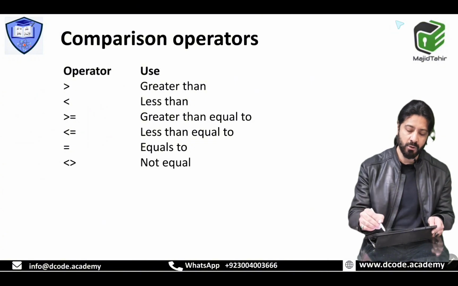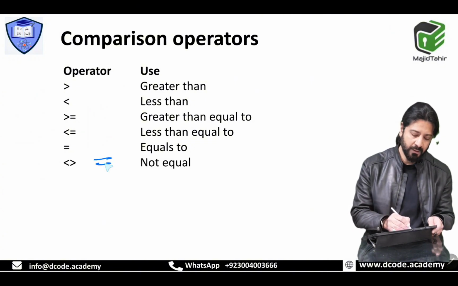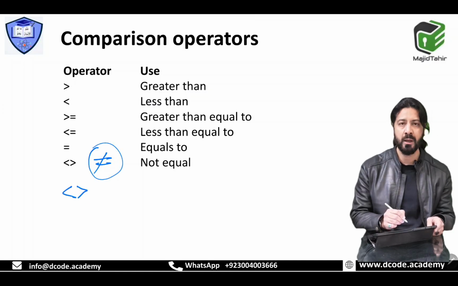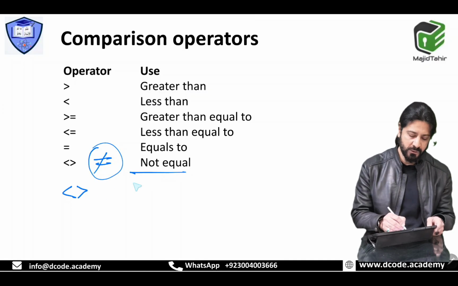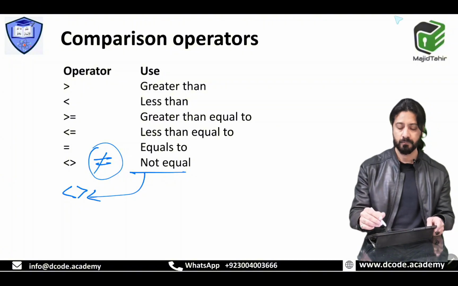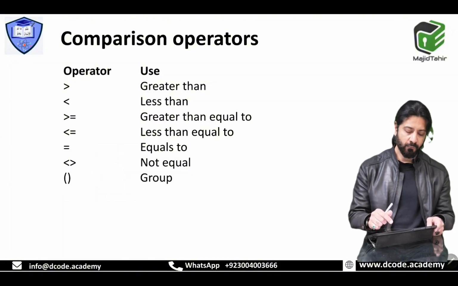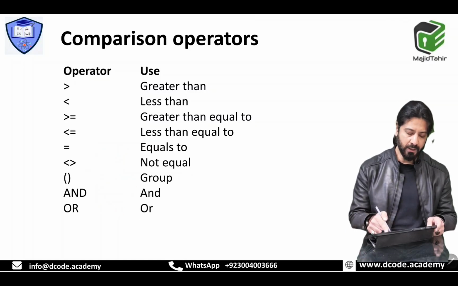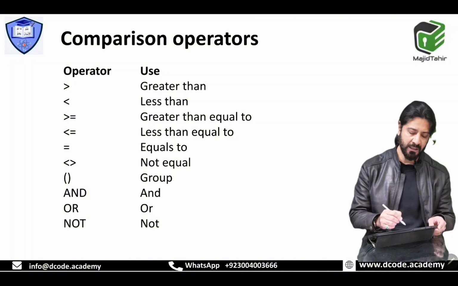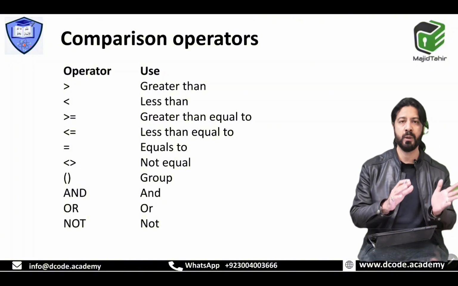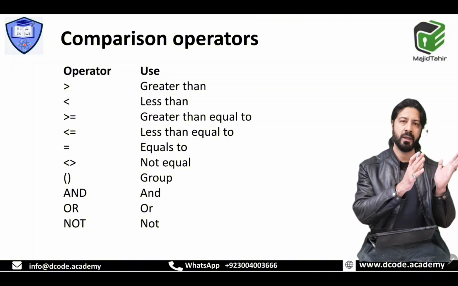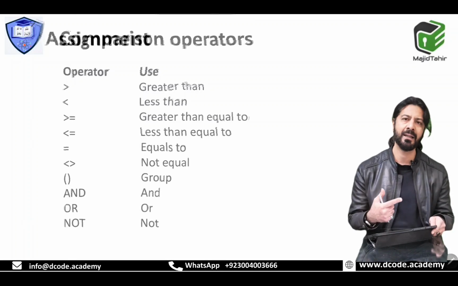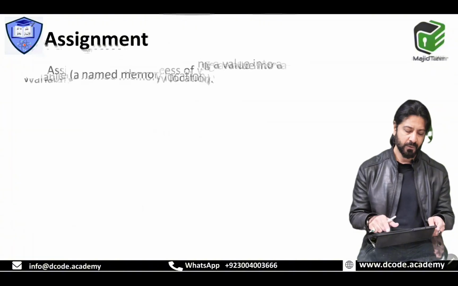And not equals to, also in mathematics we have not equals to like this, but we do not have this sign on the keyboard, so we use these two brackets together for not equals. All right. For grouping statements we use the brackets just like maths. AND, OR, and NOT are logical operators. AND is for combining, OR is when you have two values and you are taking any one of them, and NOT is when you're excluding something. So we will be seeing that more in the conditional statements.